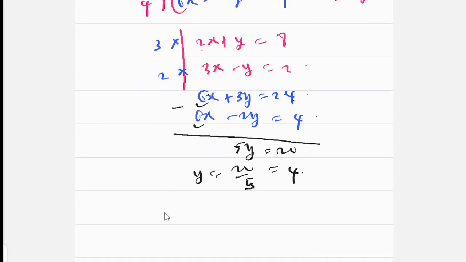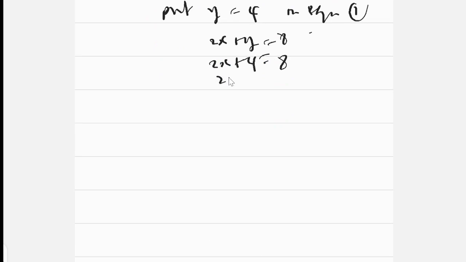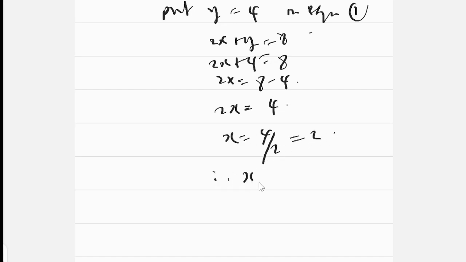And you can just say put y is equal to 4 in equation 1 or any of your equations. Don't forget equation 1 says 2x plus y is equal to 8. You understand now? So then your y, put it in before, you have 2x plus y is equal to 8. That will give you 2x is equal to 8 minus 4. 2x is equal to 4. x is equal to 4 divided by 2, which is equal to 2. Can you see it is the same? So y is equal to 4.